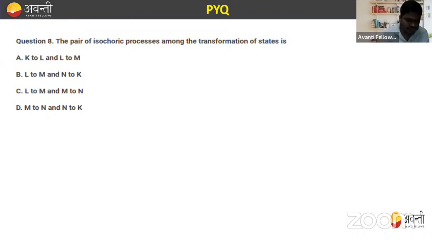This is also a similar question, like this is the part of this question alone. In this question, they are asking the pair of isochoric process about the transformation of state. So you have to identify the isochoric process. We know that from K to L, it is isobaric.